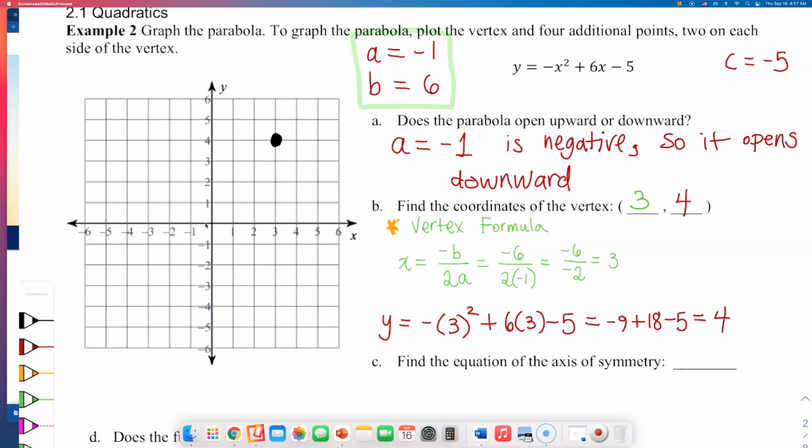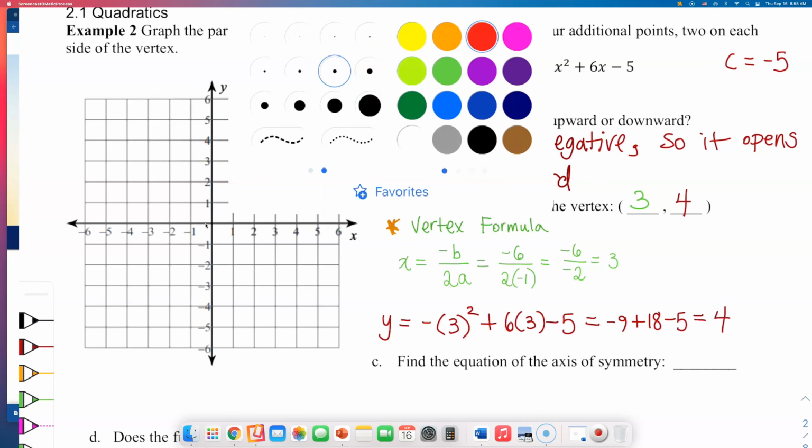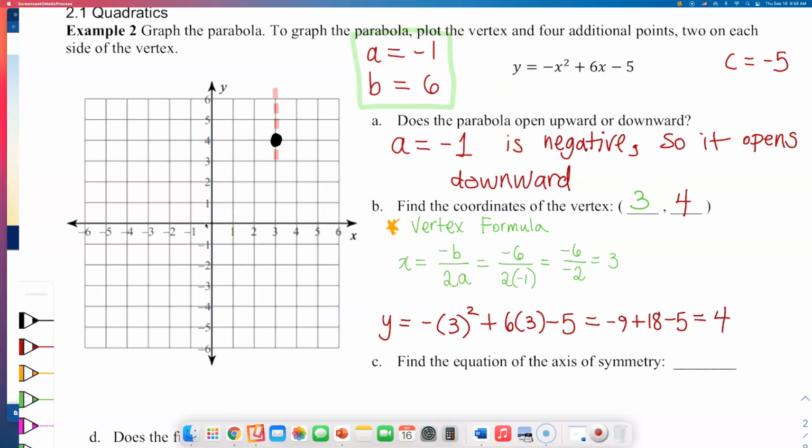All right, after plotting the vertex, I'm going to go ahead and sketch a vertical line here. Why? Because the vertex is where that magic happens. This is where the graph is perfectly symmetric about. So everything to the right of this red dotted line will be a mirror image of the graph to the left of this red line.